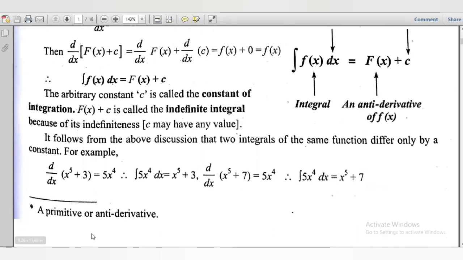And one more thing over here, this primitive or anti-derivative. So what is the meaning of integration, the integral? The integral is also called a primitive or anti-derivative.